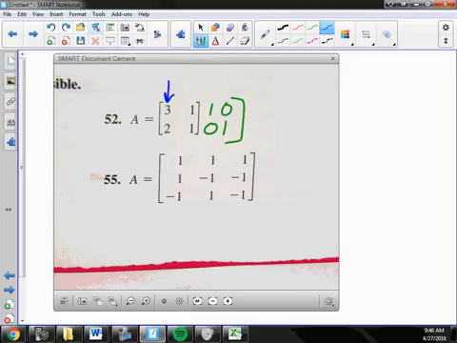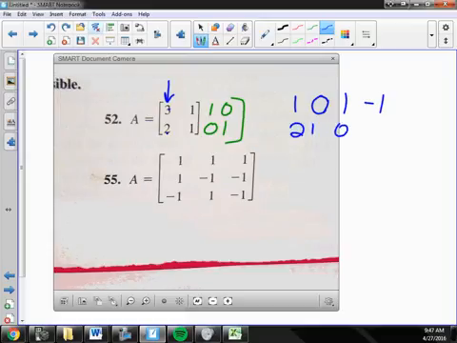Row 1, well, you could divide by 3, but I don't want to. Why is dividing by 3 a bad idea? You're going to get fractions. So I'm going to do row 1 minus row 2. So 3 minus 2 is 1. 1 minus 1 is 0. 1 minus 0 is 0. 0 minus 1 is negative 1. Oh, sorry. You guys are so picky. 1 minus 0 is 1. Thank you. All right. And then I have 2, 1, 0, 1.